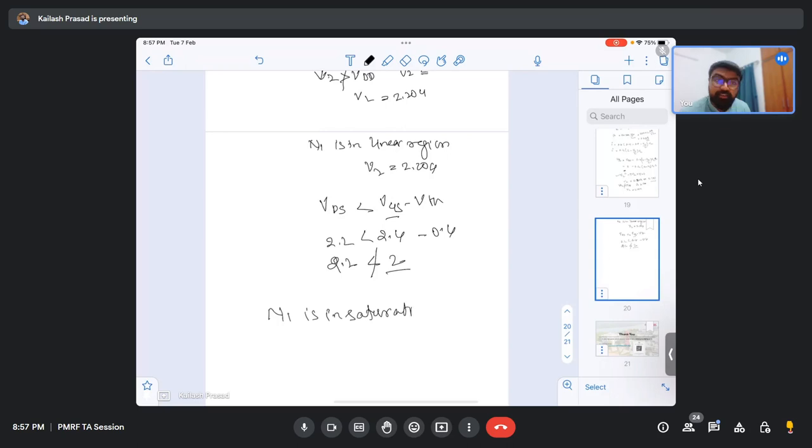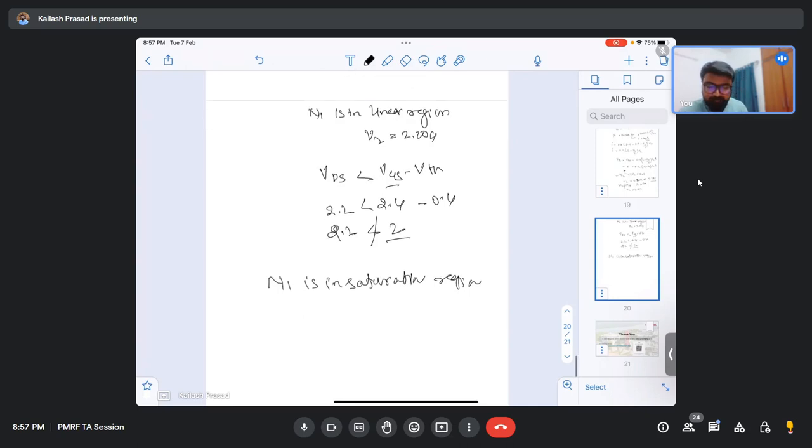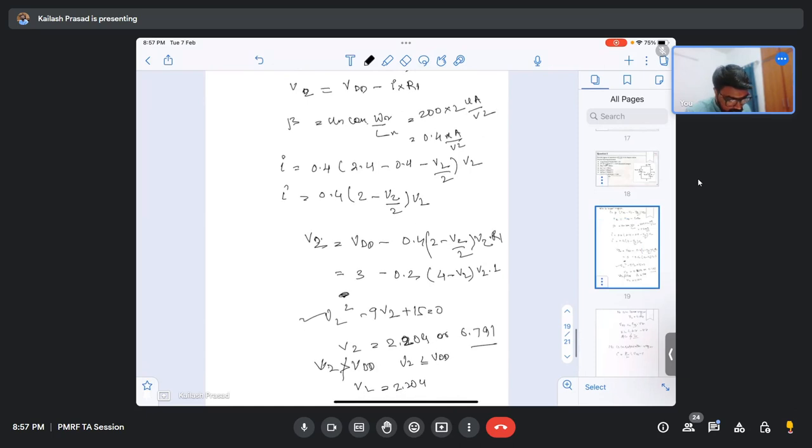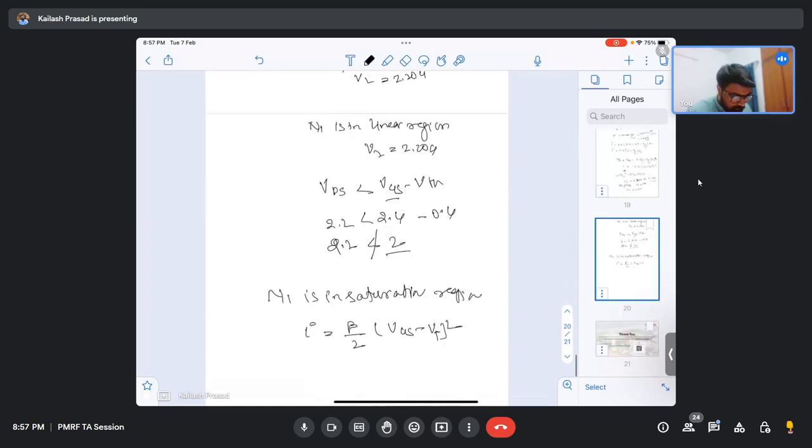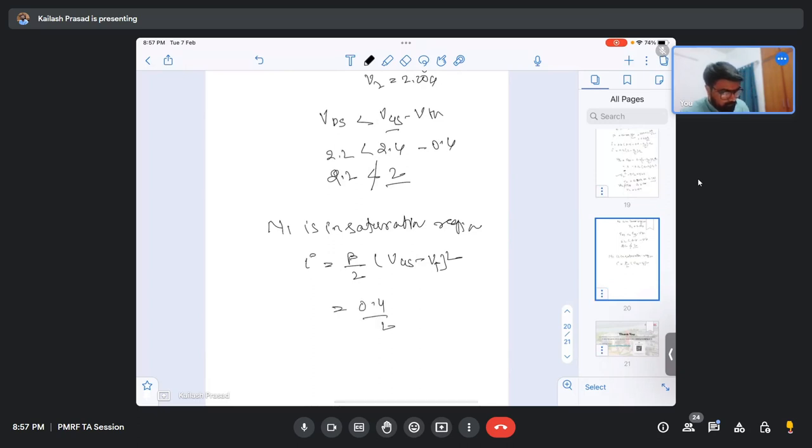But again, we cannot directly say that. We have to verify. If N1 is in saturation region, the current equation should be I equal to beta by 2 into (VGS minus VT) square. Beta we have already calculated, 0.4. So 0.4 by 2 into (2.4 minus 0.4) square, so 0.2 into 4, this will be 0.8 milliampere.